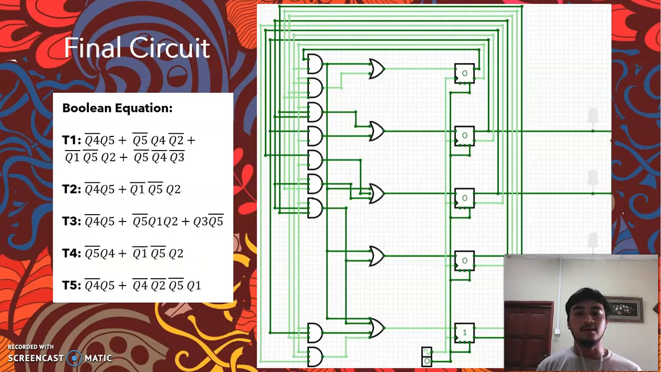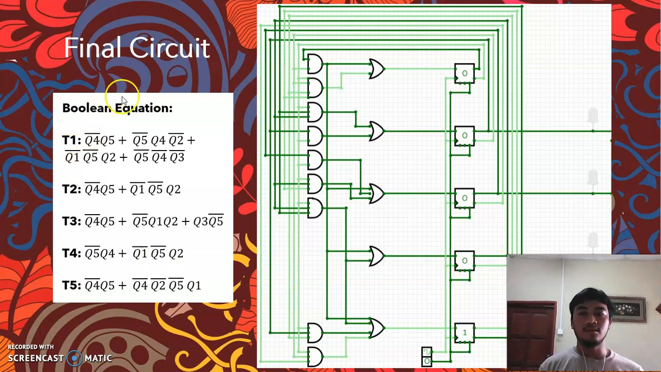And then here is the final circuit. For the final circuit, if we look at the Boolean equation for T1, the first expression is not Q4 and Q5. T1 is for the first flip-flop, and the first flip-flop is down here. This is the first flip-flop, second flip-flop, third flip-flop, fourth flip-flop, and fifth flip-flop.